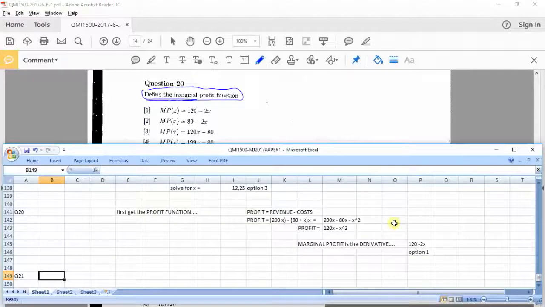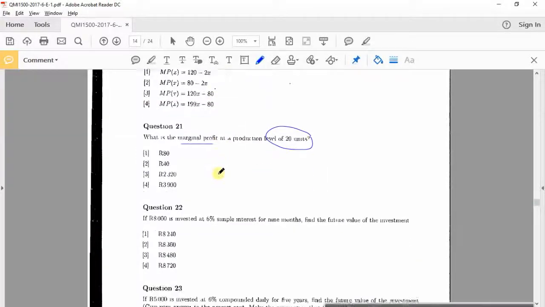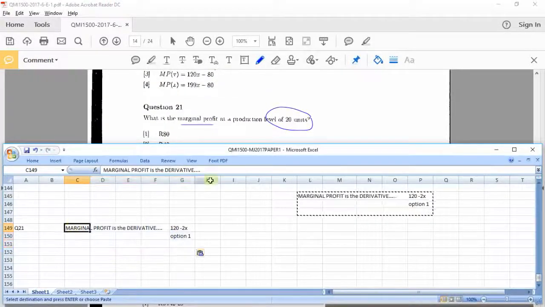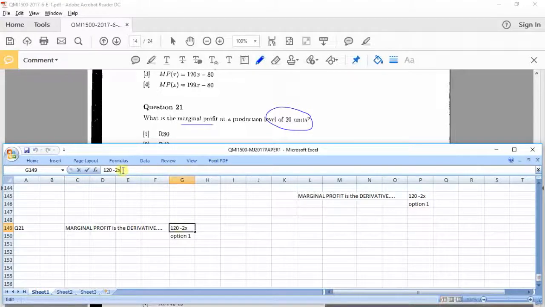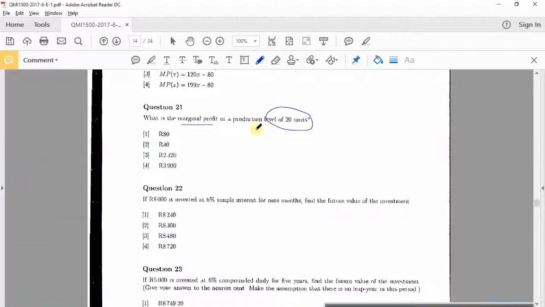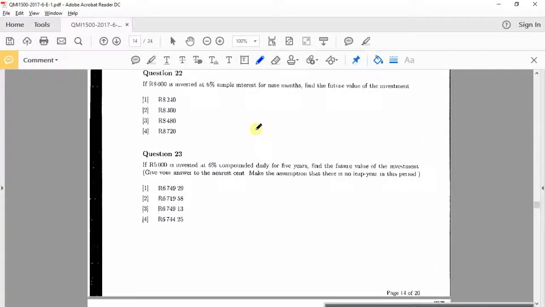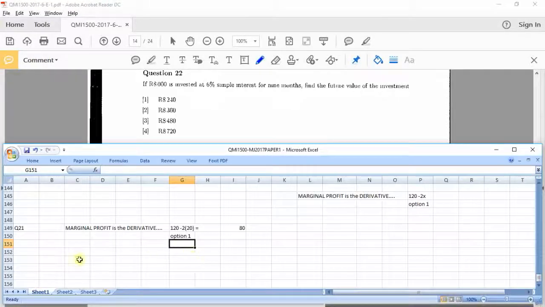What is the marginal profit at the production level of 20 units? Then plug that in. Take this, plug in whatever they said, 20 units. So x is 20. 120 minus 40 is 80. 80, option 1. Just plug in the value.